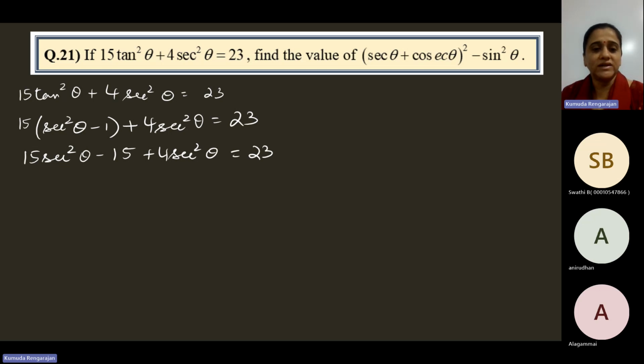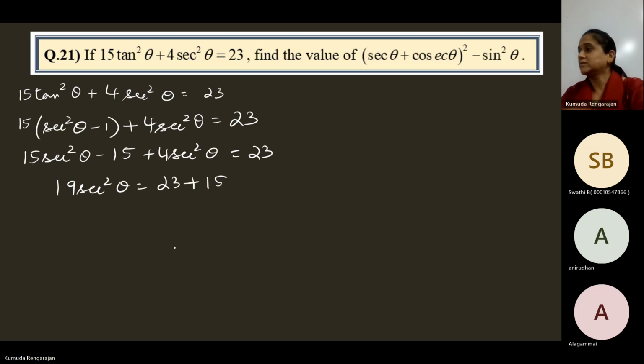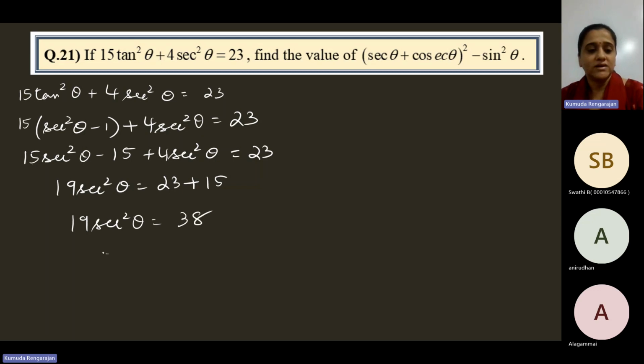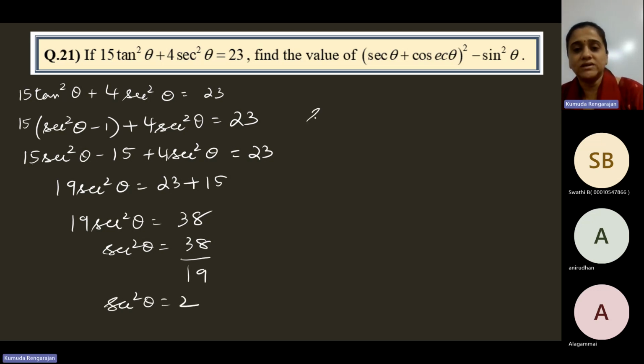So 15 secant square theta, and this one will be 19, is equal to 23 plus 15. Okay, minus 15 on the other side, plus 15. So 19 secant square theta is equal to 38. So secant square theta is equal to 38 by 19. So secant square theta is equal to 2. So secant theta is equal to.